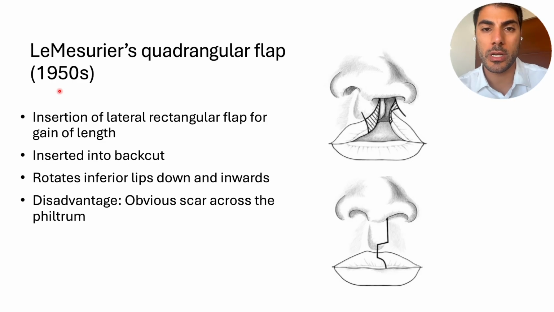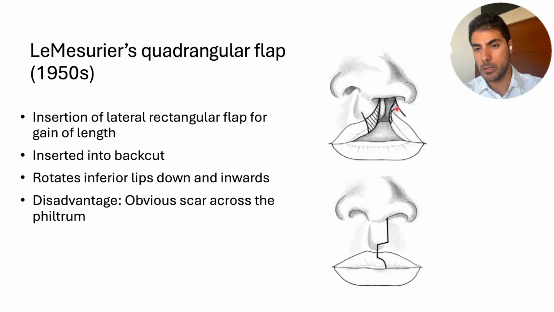Then Le Mesurier's quadrangular flap came in. So this was in the 1950s, and basically the concept was using, as we said, lateral tissue in order to fill in the medial aspect and to give it length. So as you can see, this is a rectangular flap. So he used a rectangular flap and inserted it here in the back cut. So this is the back cut. This is the rectangular flap. We can see how it is inserted, and what this will do, it will give length to the medial column.